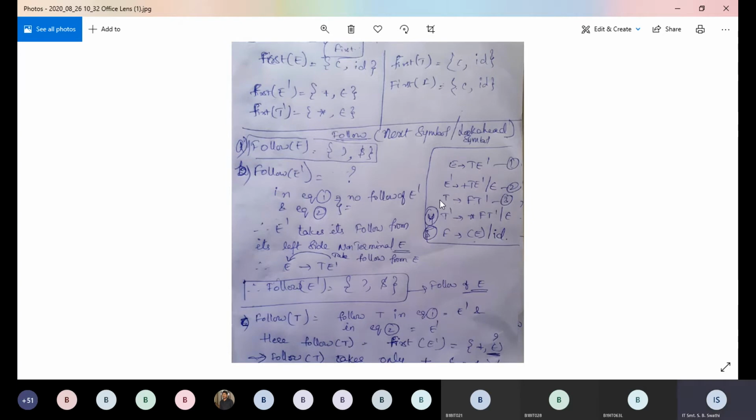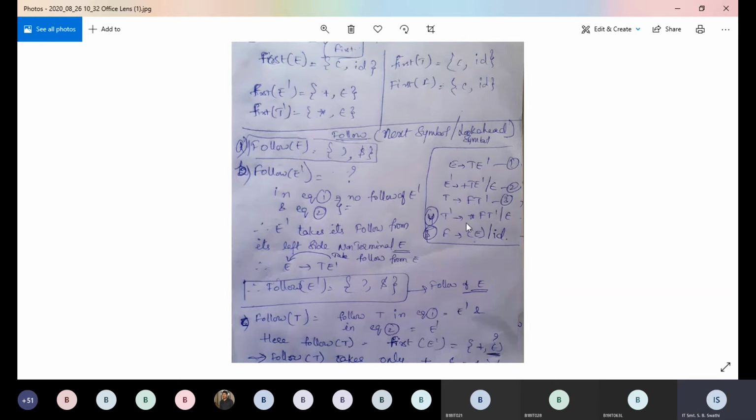Then finding out the first of T. The first symbol immediately after this production is F. Consider only the first symbol, capital F, which is a non-terminal. Since this is a non-terminal, you should go again to the F production. What is the first of F? First of F is open bracket. The first symbol in this expression is open bracket, which is a terminal. So that we are going to add under T. Under first of T, we have added open bracket. And one more expression it also has, that is ID. So that ID also we are adding. So these two will become the first of T.